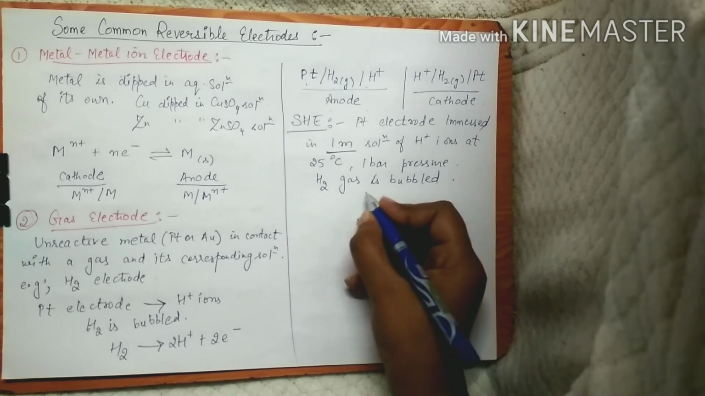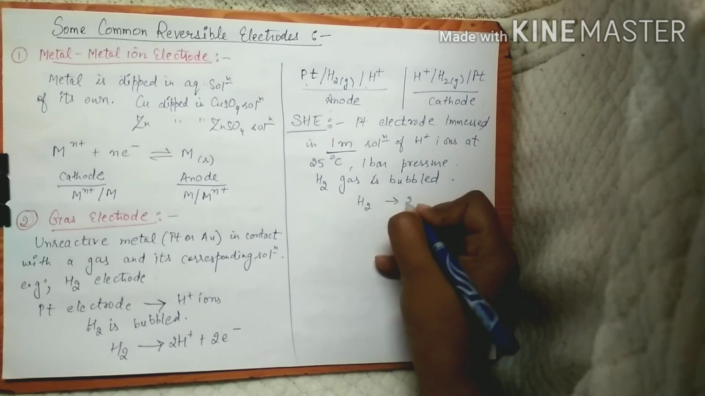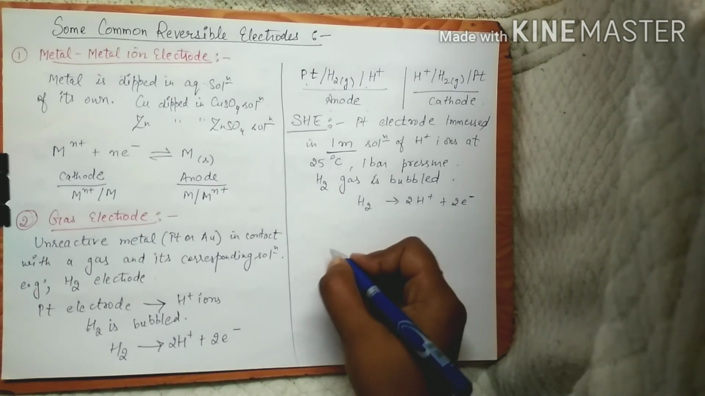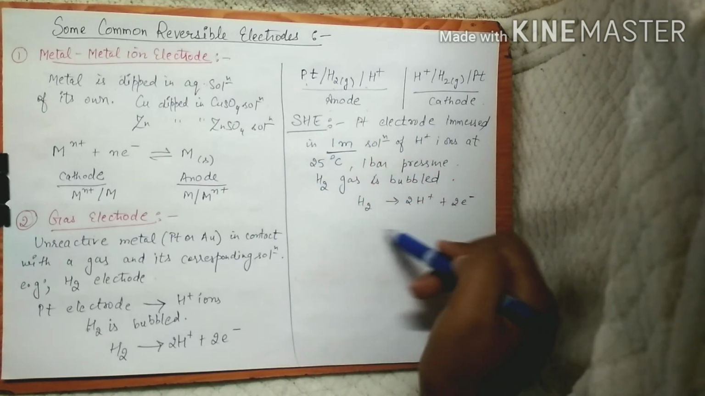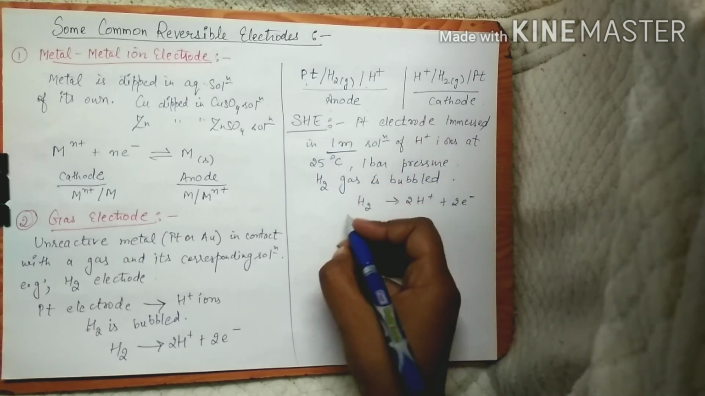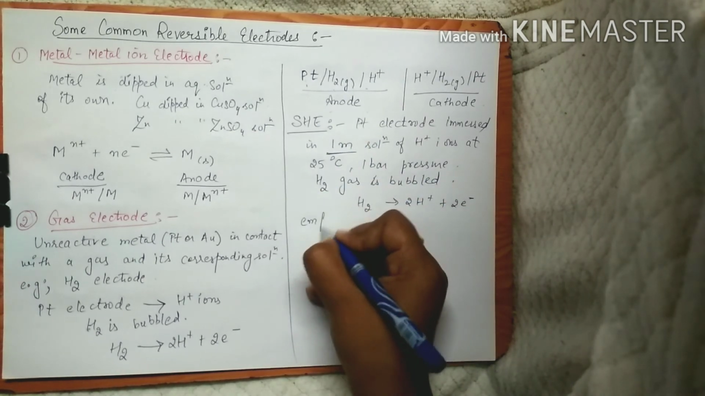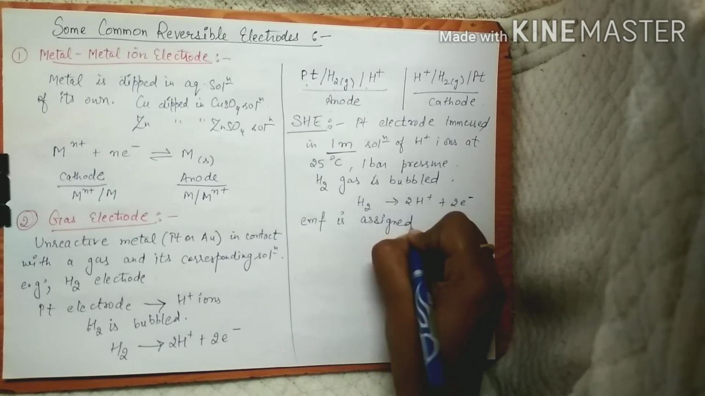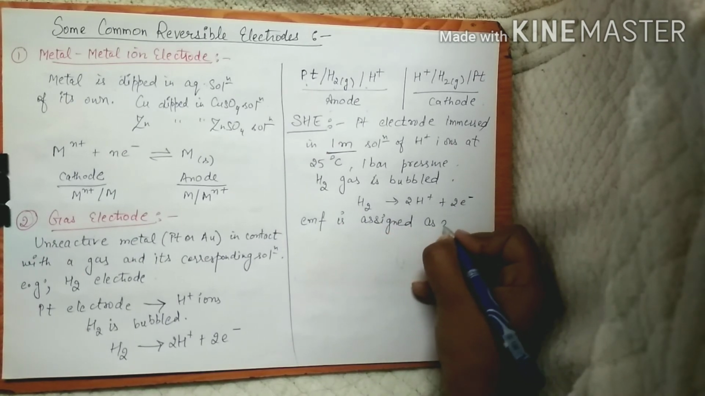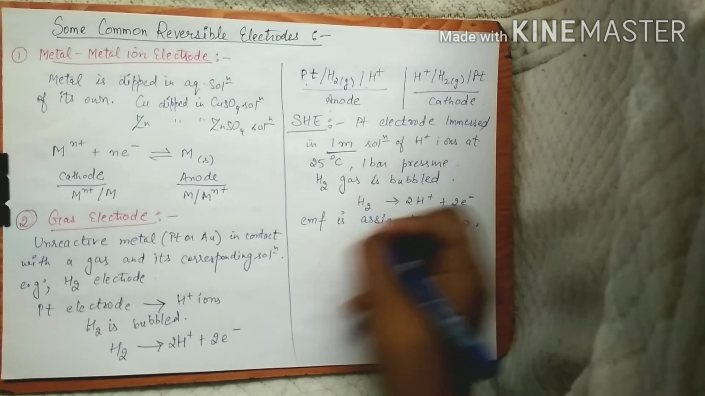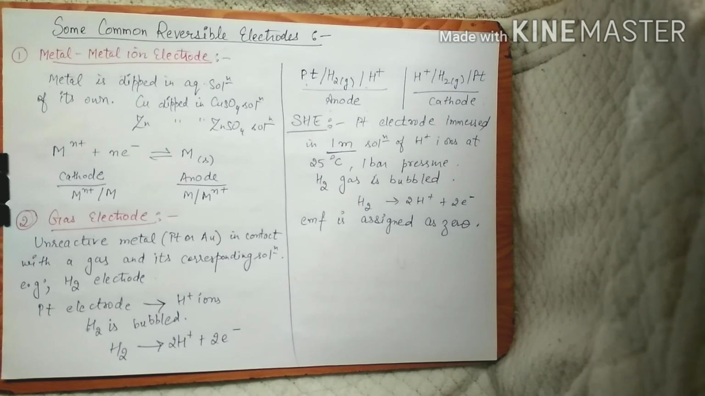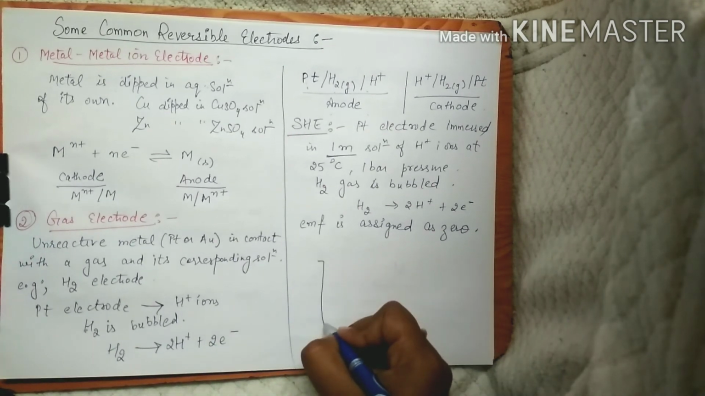See what happens in SHE. H2 changes to 2H+ plus 2 electrons. For this type of electrode, for this SHE, we assign EMF as 0. For this standard hydrogen electrode, EMF is 0. So basically I think you are now fully aware of SHE.